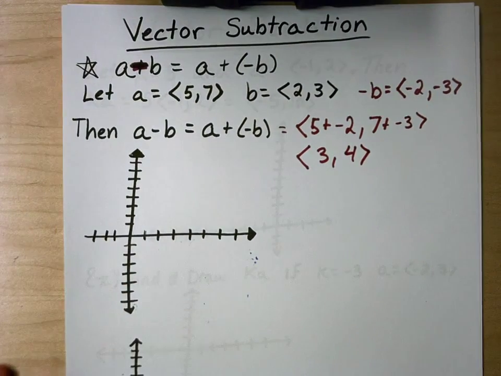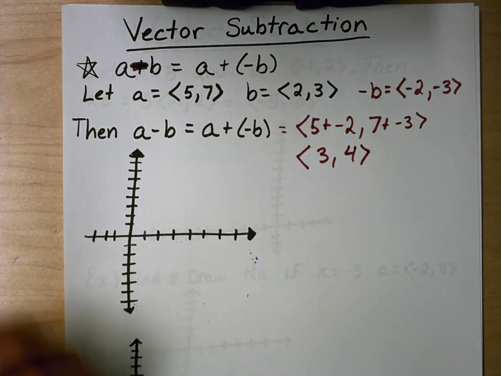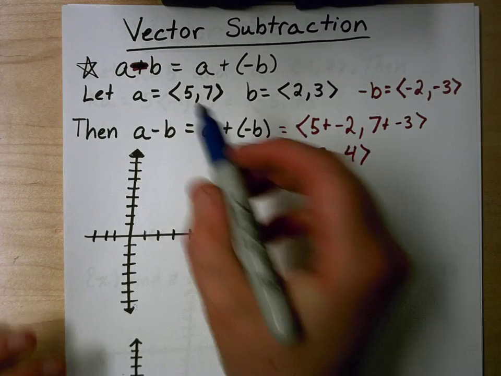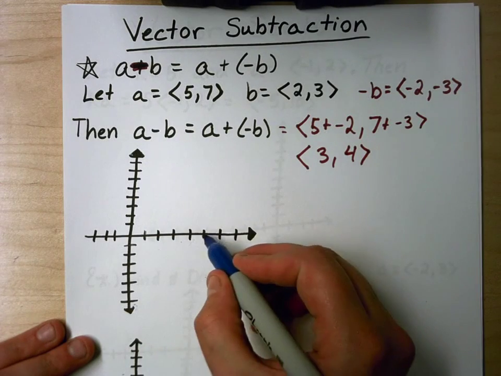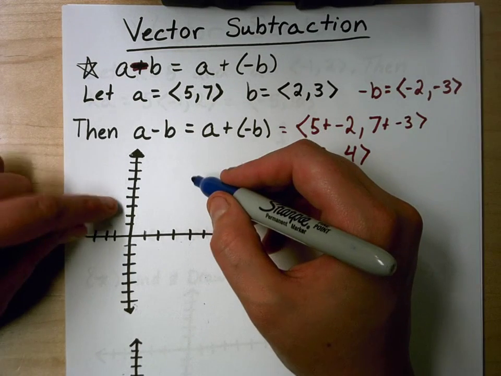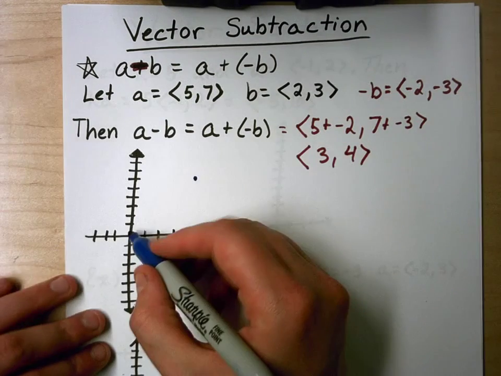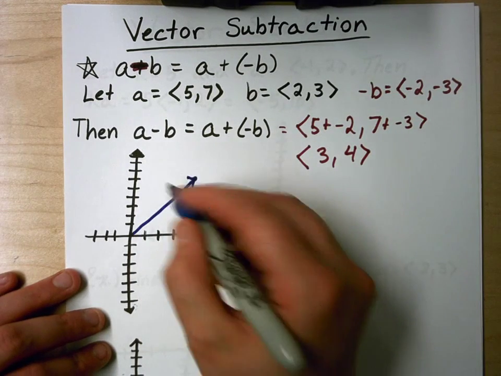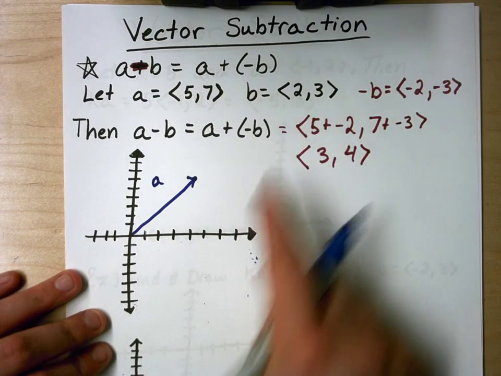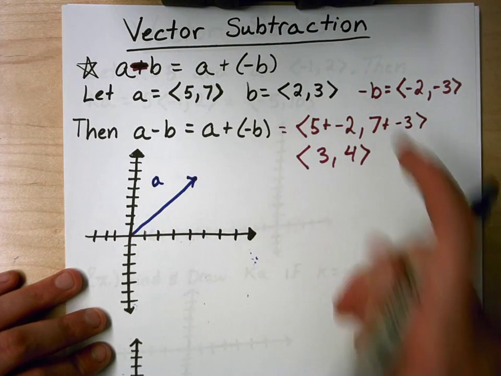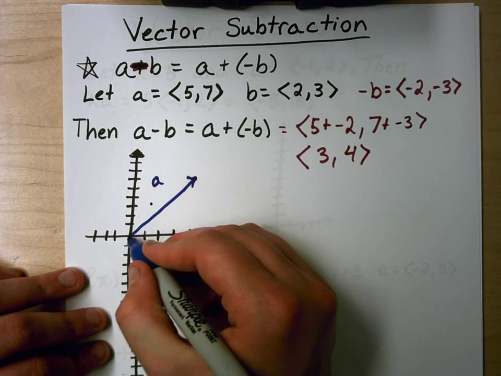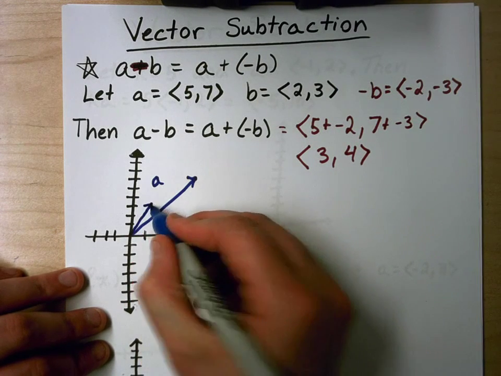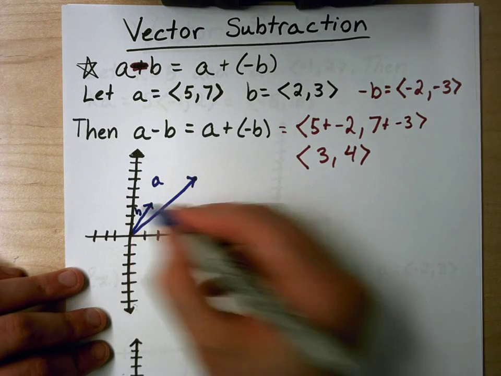Okay, now we're going to draw it graphically. We're going to change it up a little bit. My A vector is 5, 7, so we have 1, 2, 3, 4, 5, and 7 looks like it's about right here. Okay, so that's my A. My B vector is 2, 3, so we have 2 here, and then 3. That little guy is my B. That might be a little hard to see.